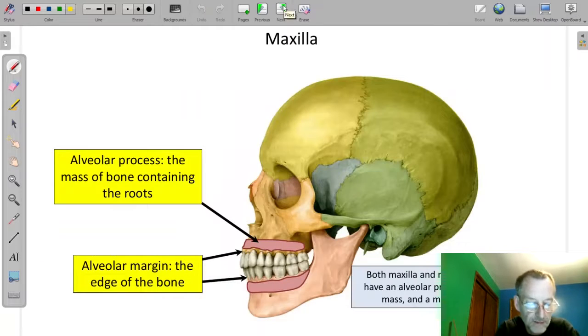Next slide. Here is the alveolar process or the mass that I was just talking about, and it's the same on both the maxilla and the mandible. So both have an alveolar process or an alveolar mass that contains the alveolar sockets that support the roots of the teeth.